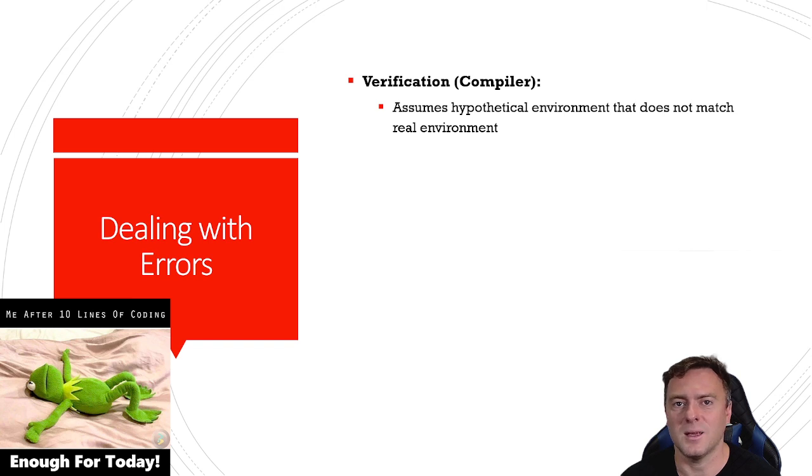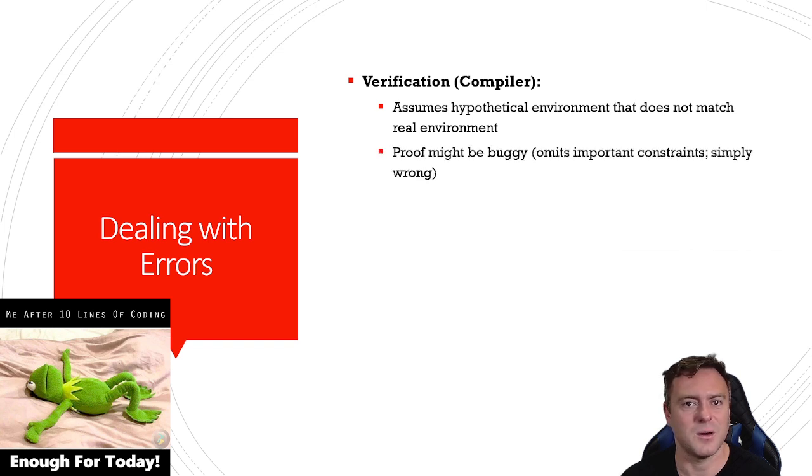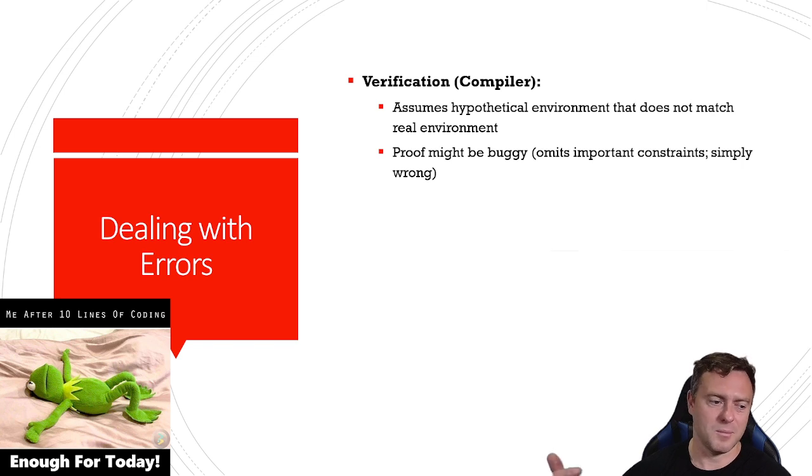So it assumes hypothetically the environment does not match the real environment when you're building it. The proof that happens with verification might be buggy. So like you saw with the loop-to-loop, the code might compile well, so the syntax or the structure that you've made is correct, but the actual logic is all over the show and doesn't make sense.